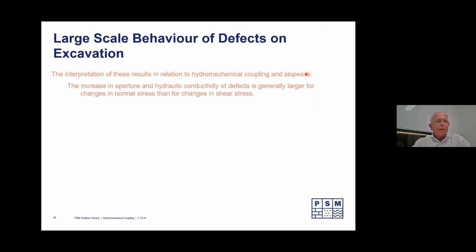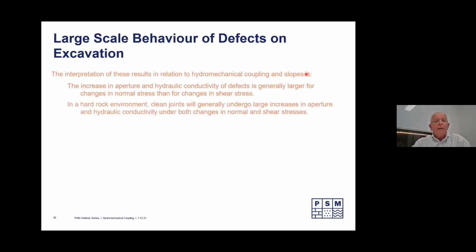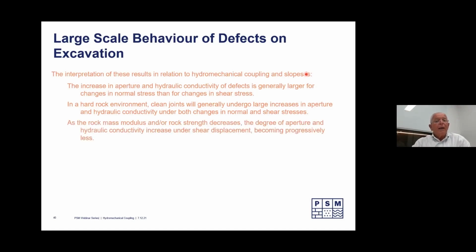It's really important, the interpretation of this. So we generally get a bigger impact from a change in the normal stress than we do from a change in the shear stress. Hard rocks and clean joints, we get more aperture increase and a larger increase in hydraulic conductivity. And then as the rock mass modulus or strength decreases, the impact of those normal or shear stresses becomes less on hydraulic conductivity because the material's weaker. It crushes, forms gouge. It doesn't have a clean structure.